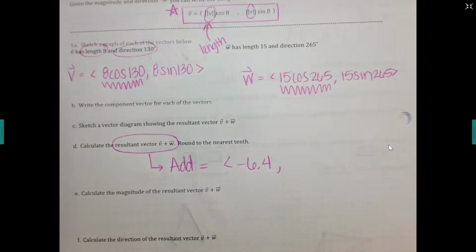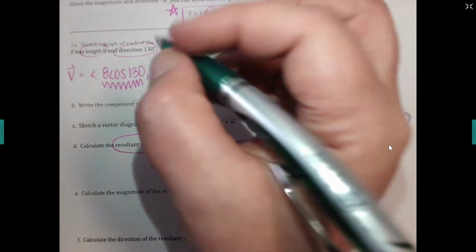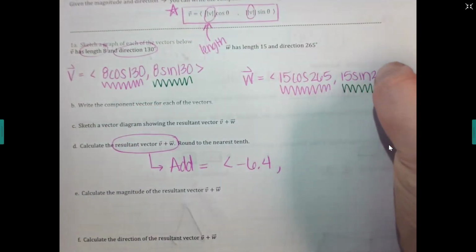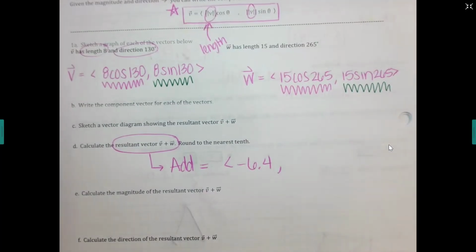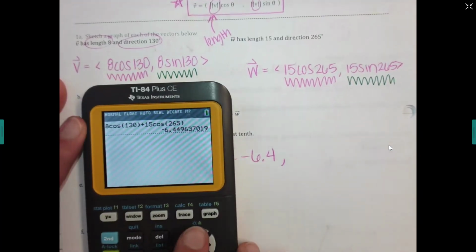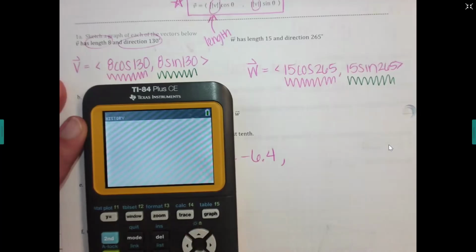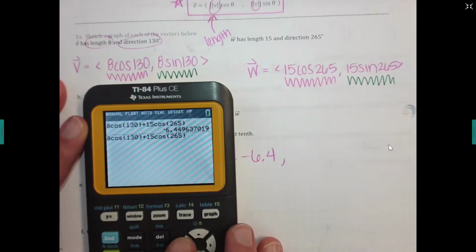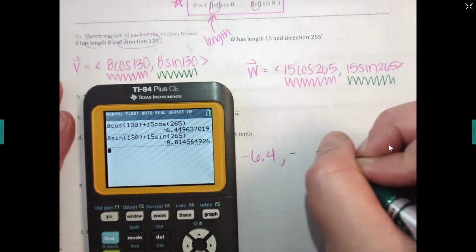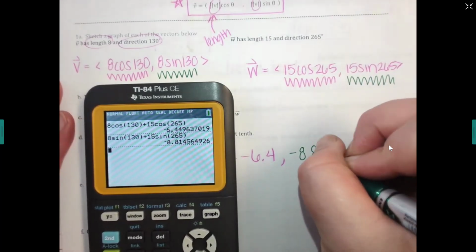Okay, then I'm going to do the same thing for the Y's. So in your calculator, type in 8 sine 130 plus 15 sine 265. Now, if you want to be a little bit lazy, this is up to you, if you just re-highlight it, you can just change the cosines to sines, and then you don't have to retype the whole thing. Okay, is it easier? Up to you. Okay, so I got negative 8.8.